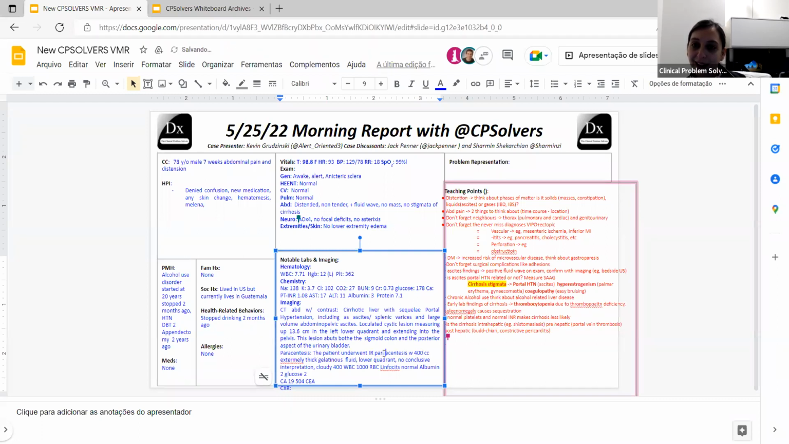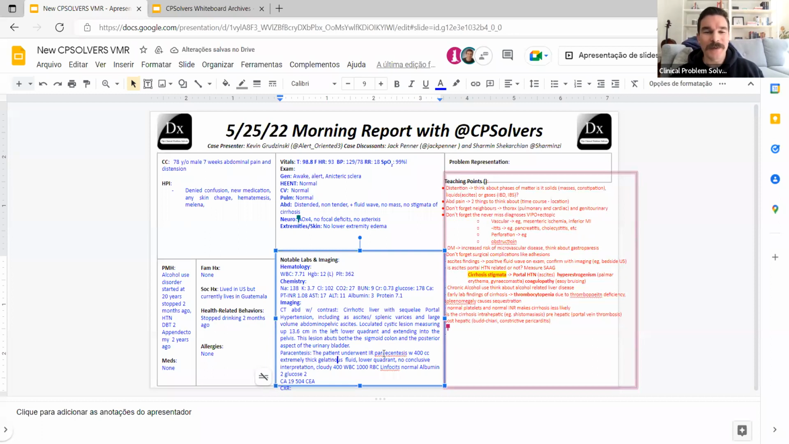Jack, what are you thinking? Oh gosh, I am honestly stumped, and I think being stumped at this point reflects the reality that anytime there is a mass or a cystic lesion or something like this, it ends up relying on some sort of formal tissue diagnosis.